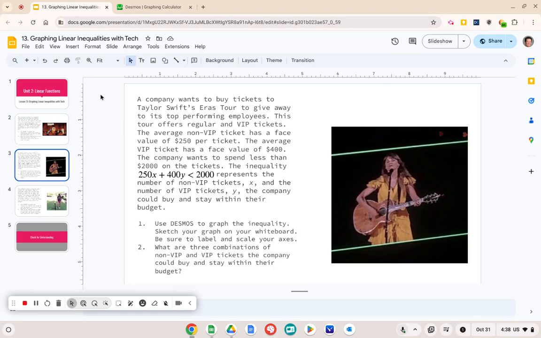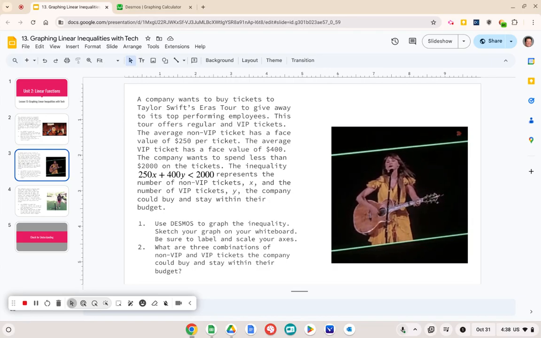It says a company wants to buy tickets to Taylor Swift's Eras Tour to give away to its top performing employees. This tour offers regular and VIP tickets. The average non-VIP ticket has a face value of $250 per ticket.